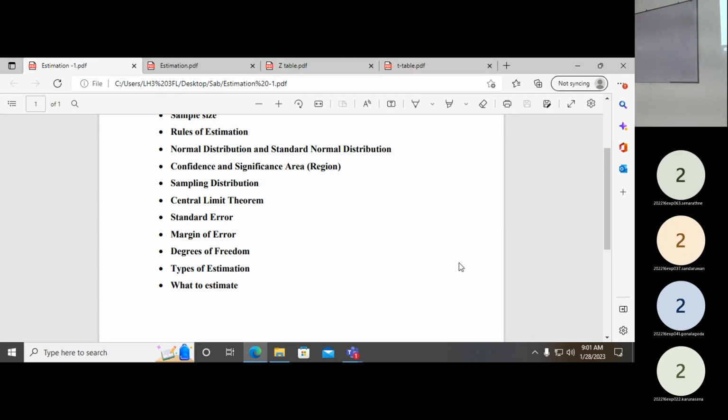Normal distribution and standard normal distribution we discussed. Now let's take confidence and significance area today. Significance, again, you can say critical. Critical area. Confidence and significance areas or regions.